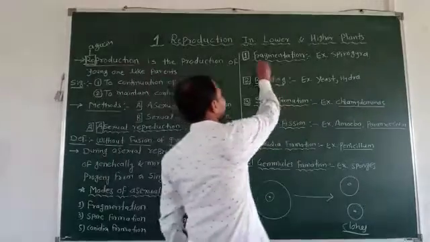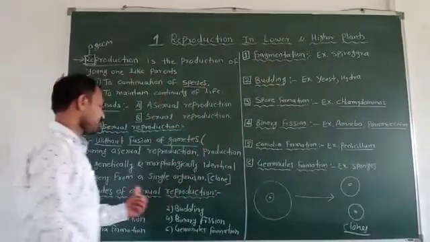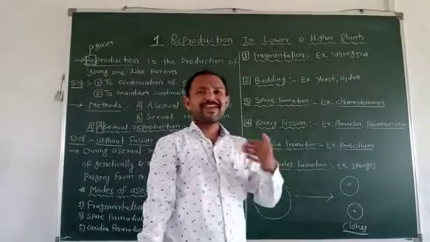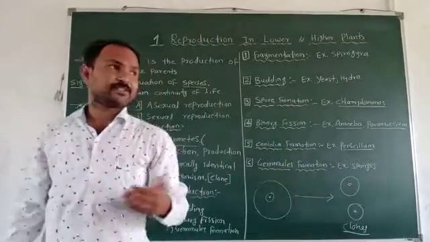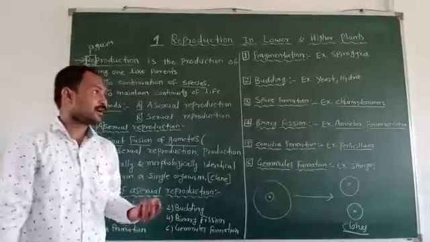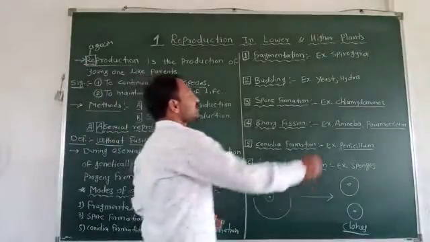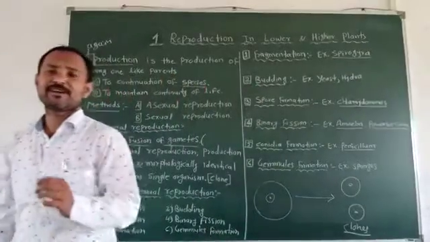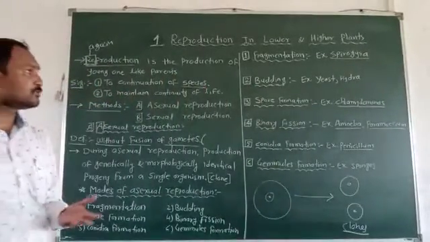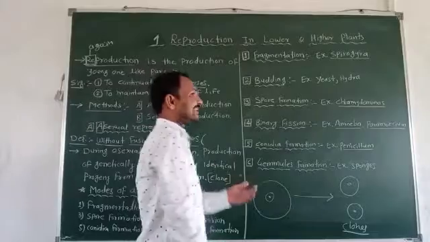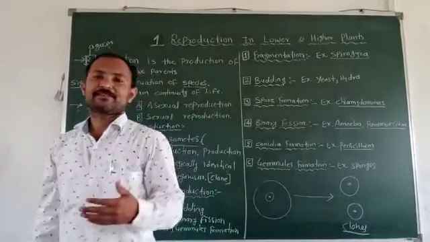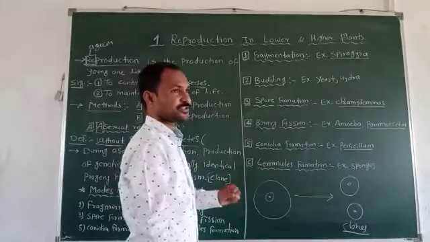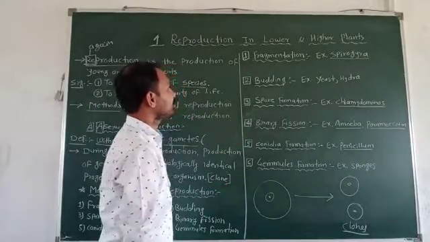And what is fragmentation? Fragmentation is one type of asexual reproduction method. In that, the organism divides into two copies. How? There is a multicellular organism called Spirogyra. What is Spirogyra? Spirogyra is a type of algae. You already know algae. Now these algae break into pieces, and that is called fragmentation.